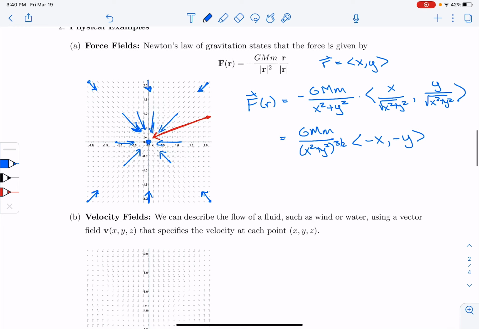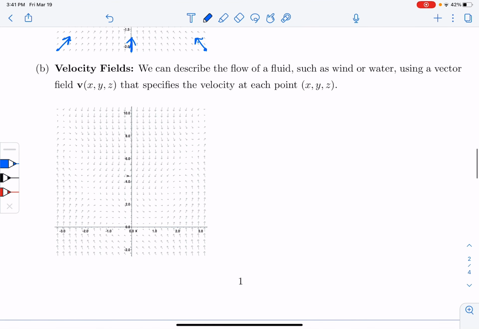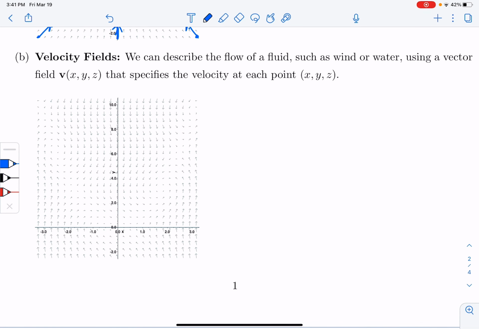Another example is something called a velocity field. Okay, we can describe the flow of a fluid, such as wind or water, using a vector field that specifies the velocity at each point. That vector field could depend on x, y, and z, in which case you get a velocity associated with each point x, y, and z. Or I'm going to show you a two-dimensional velocity here, and that depends on just x and y.